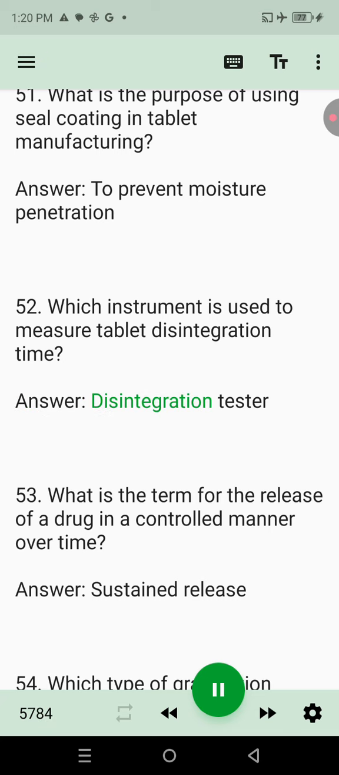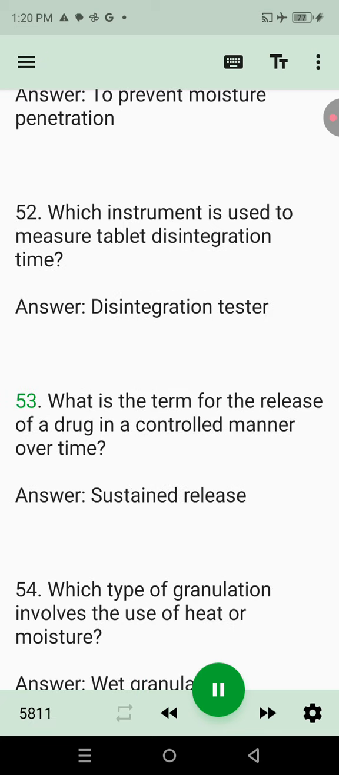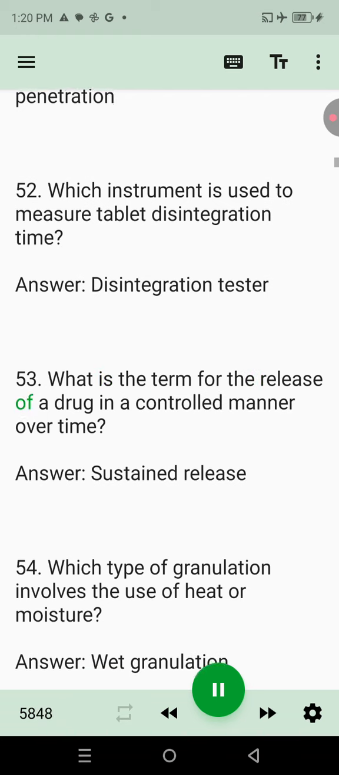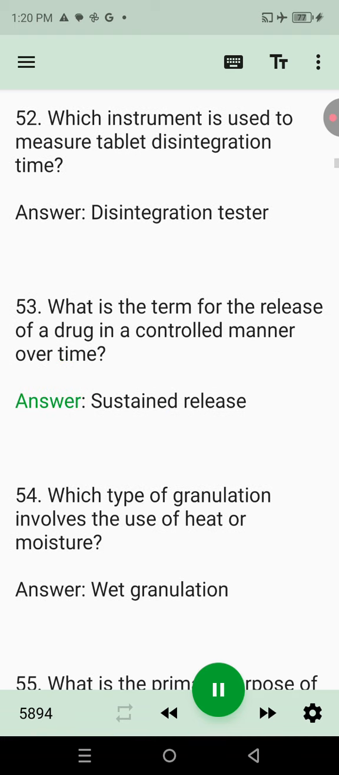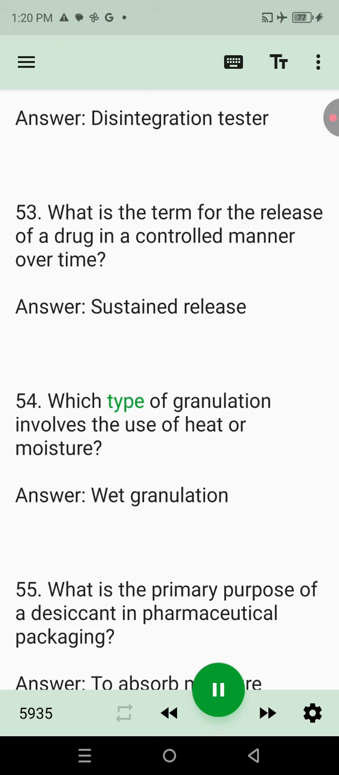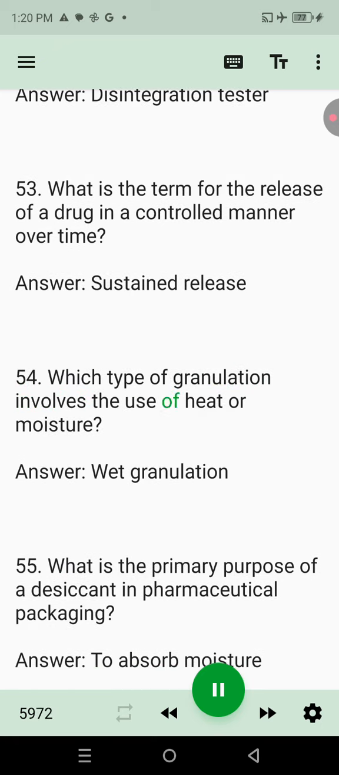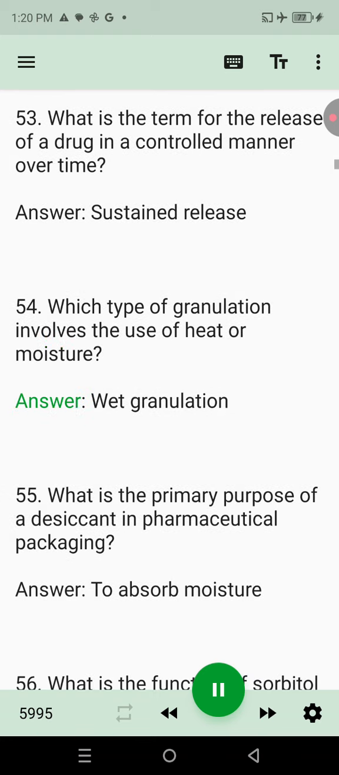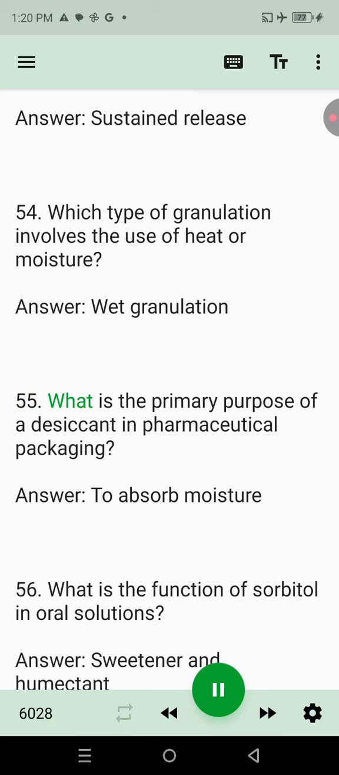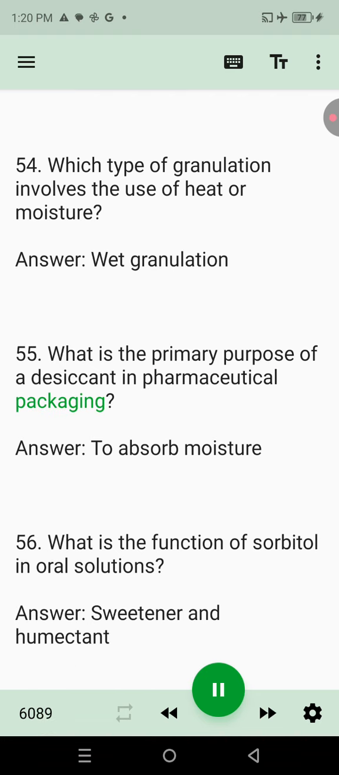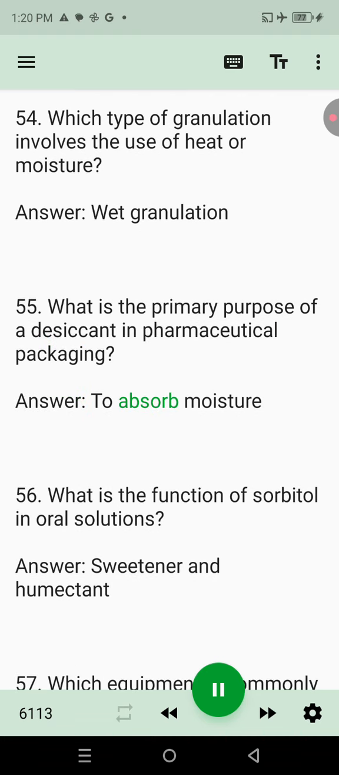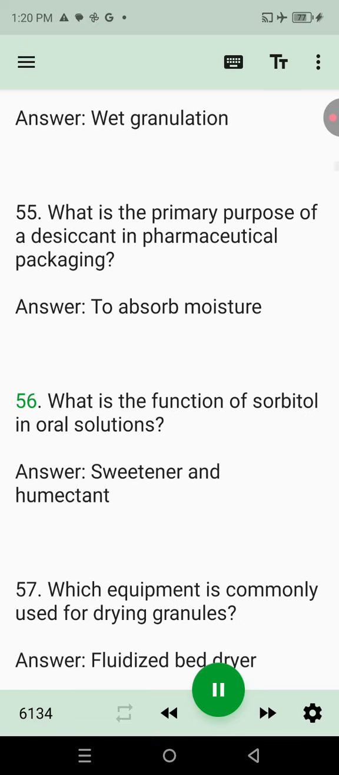Answer: disintegration tester. 53. What is the term for the release of a drug in a controlled manner over time? Answer: sustained release. 54. Which type of granulation involves the use of heat or moisture? Answer: wet granulation. 55. What is the primary purpose of a desiccant in pharmaceutical packaging? Answer: to absorb moisture.